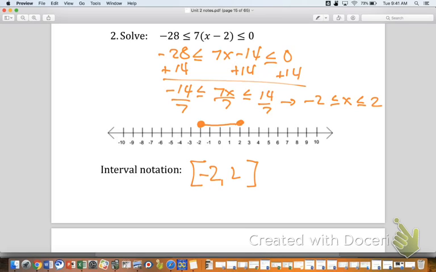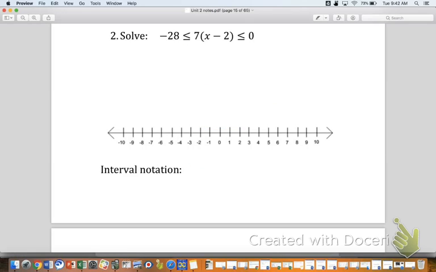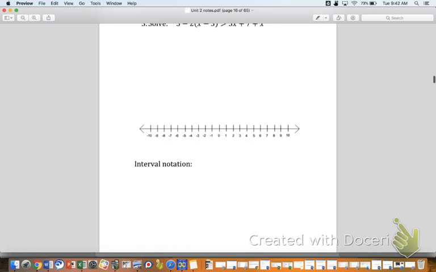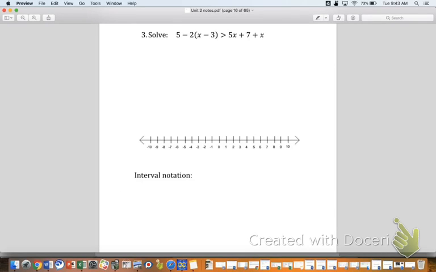Okay, then the last one, number 3. Number 3 is the last one. Notice how there's a lot of simplifying that needs to be done here. Bracket -2, comma 2, bracket, because we're closed on -2, closed on 2. And then the circle filled in on -2, filled in on 2, with a line segment between.